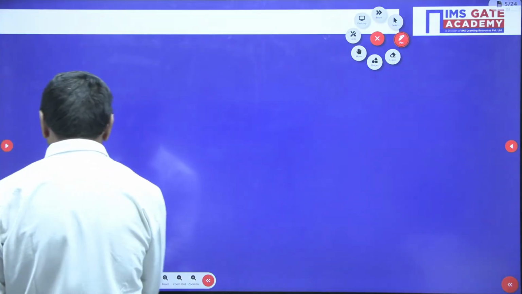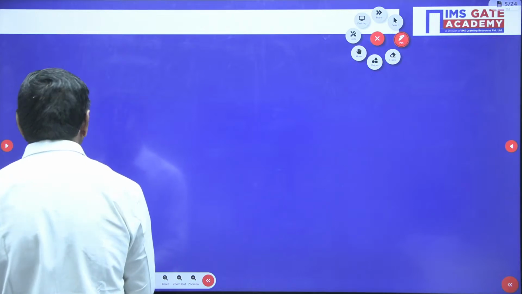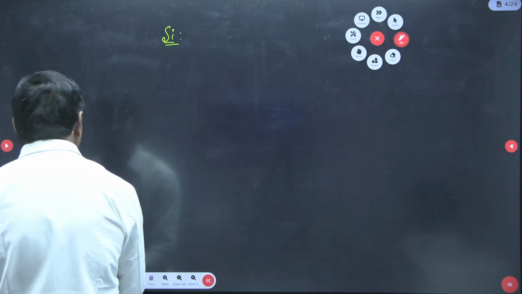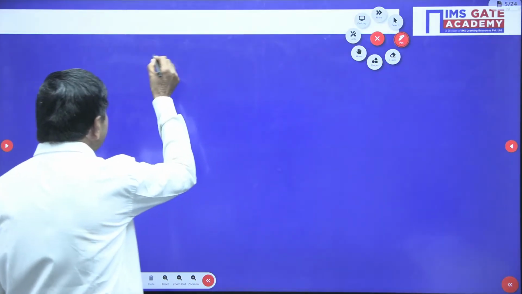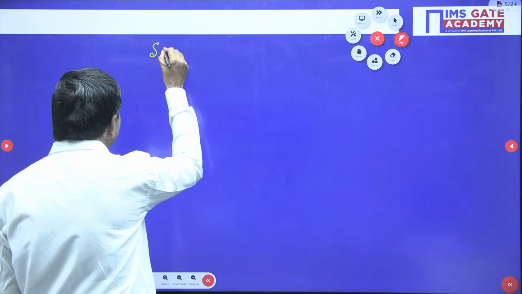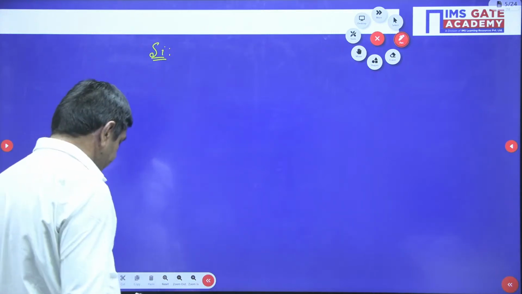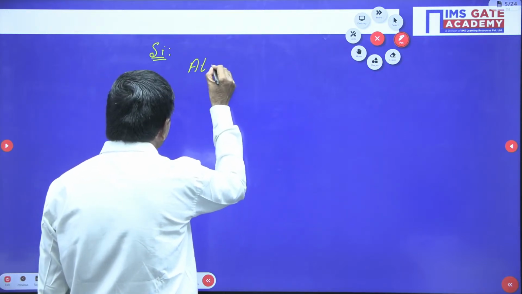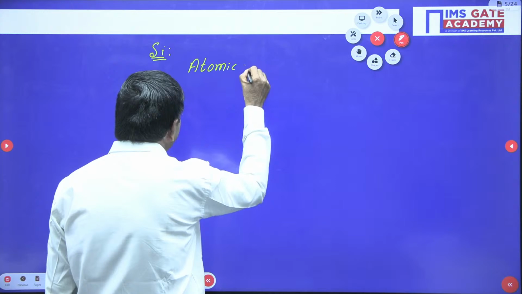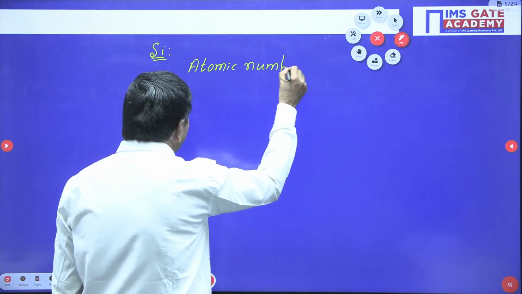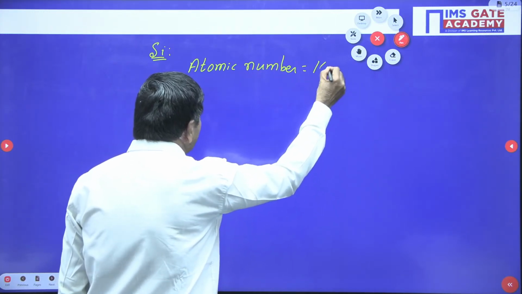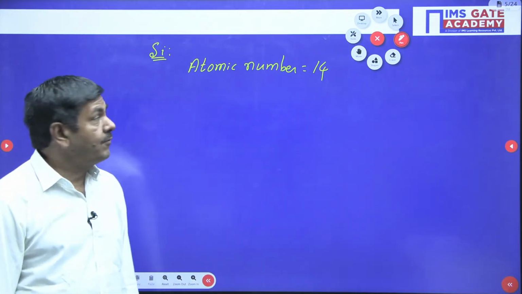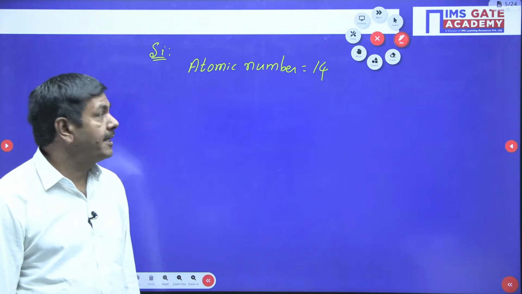Suppose I select silicon here. The atomic number of silicon is 14. You know that the atomic number of silicon is 14. The 14 decides how the arrangement of electrons in the atom is made.